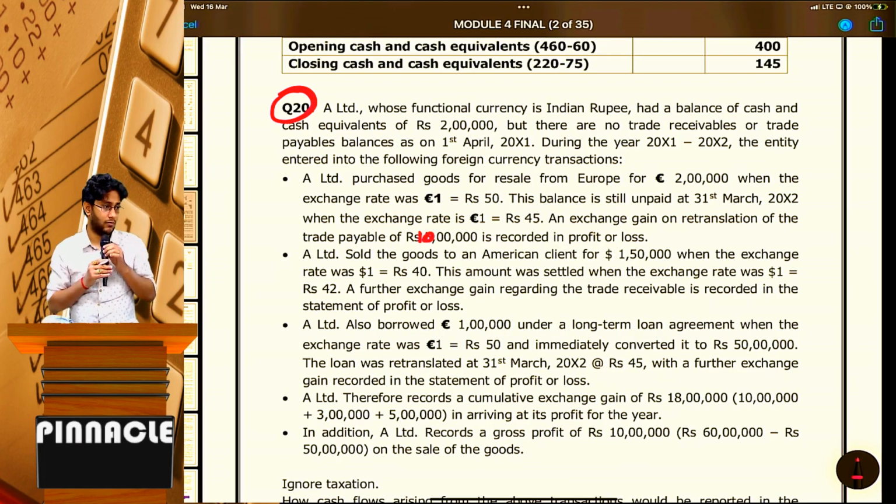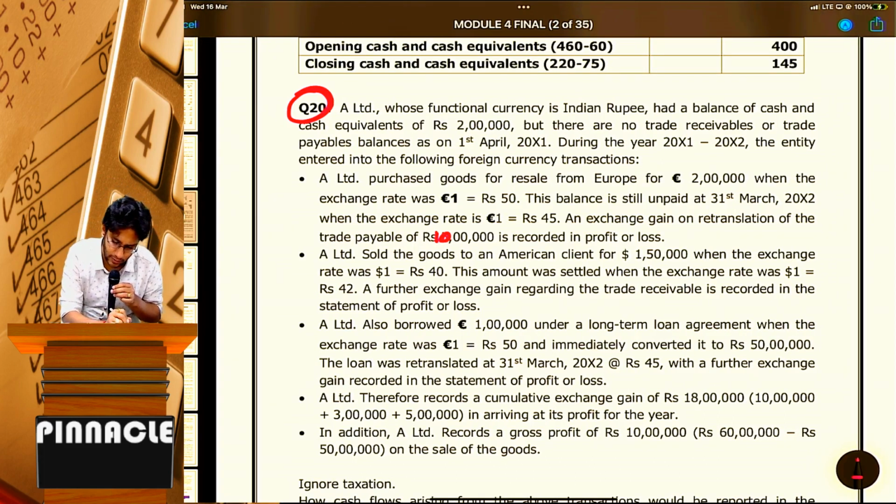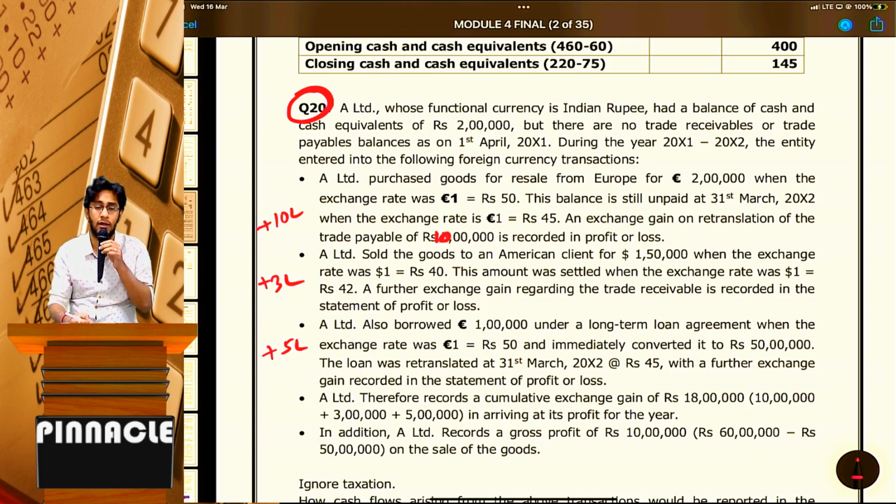Maybe that's the reason the question did not come. So tell me only the gain, sir. In the 3 transactions, the first transaction, how much is the gain? 10 lakh. That one he only gave. No. Second transaction, 3 lakhs. Third transaction, 5 lakhs. Total exchange gain 18 lakhs.